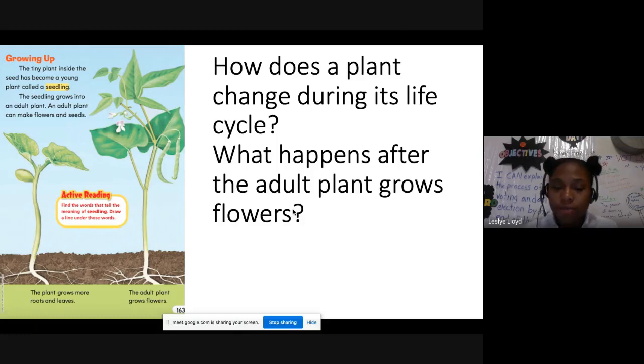Ms. Lloyd has some more questions for us to think about. How does a plant change during its life? So, between this page and the last page, how does a plant change during its life cycle? What happens after the adult plant grows flowers? Remember, this is a cycle.